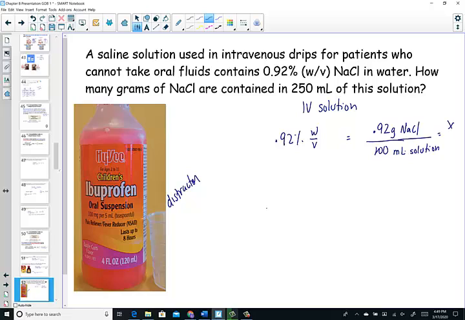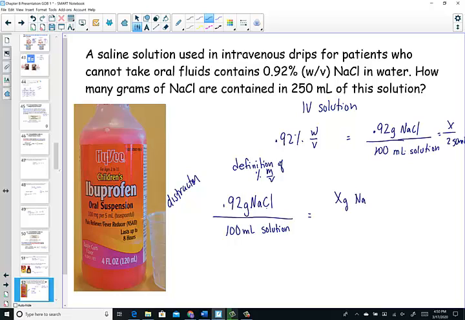So how many grams would we have in 250 mL of solution? I need to rewrite that. I ran myself right off the page. There are 0.92 grams of sodium chloride in 100 mL of the solution. I just want us to say that this is the definition of percent mass by volume. How many grams of solute in 100 mL of solution? We're asking ourselves, well, how many grams of sodium chloride would be contained if instead of 100, we had 250 mL of the solution? So we just set up a proportion.